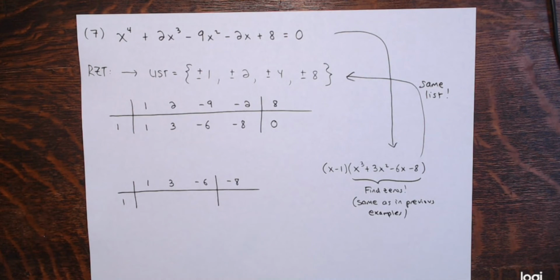Zeros can have multiplicities higher than 1. So just because something was a zero earlier doesn't mean it can't be a zero again. You can have higher multiplicities, the same factor twice, 3 times, 4 times. So keep checking the same stuff if you need to.